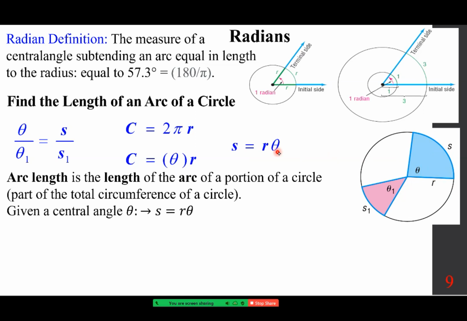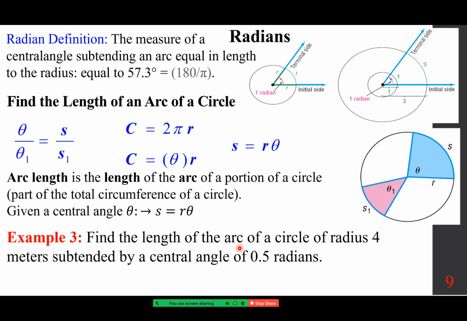For example, we want to find the length of an arc of a circle of radius 4. So r is 4 meters, subtended by a central angle of 0.5 radians. What I want to emphasize is that it must be in radians. If it's in degrees, so be it, you just change it to radians. Must be changed to radians. And the units for that would be the units of the radius when you multiply. So when we multiply these two, 4 times 0.5 becomes 2. And the units we use are the units for the radius.